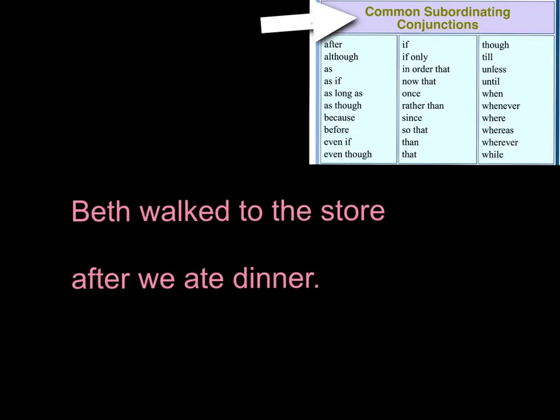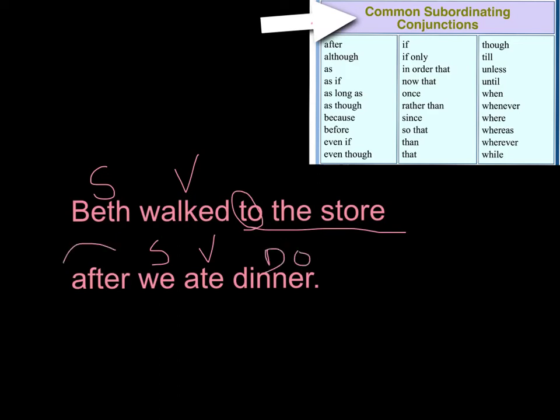Here's our sentence. Beth walked to the store after we ate dinner. Now, what we were looking for again is subjects and verbs. We read the sentence, now we do our subjects and verbs. We have walked as our verb, Beth is a subject, ate is a verb, we is a subject. And then you find all those other wonderful things, prepositions and so forth and so on. So here's our preposition, here's our prepositional phrase, here's our direct object.